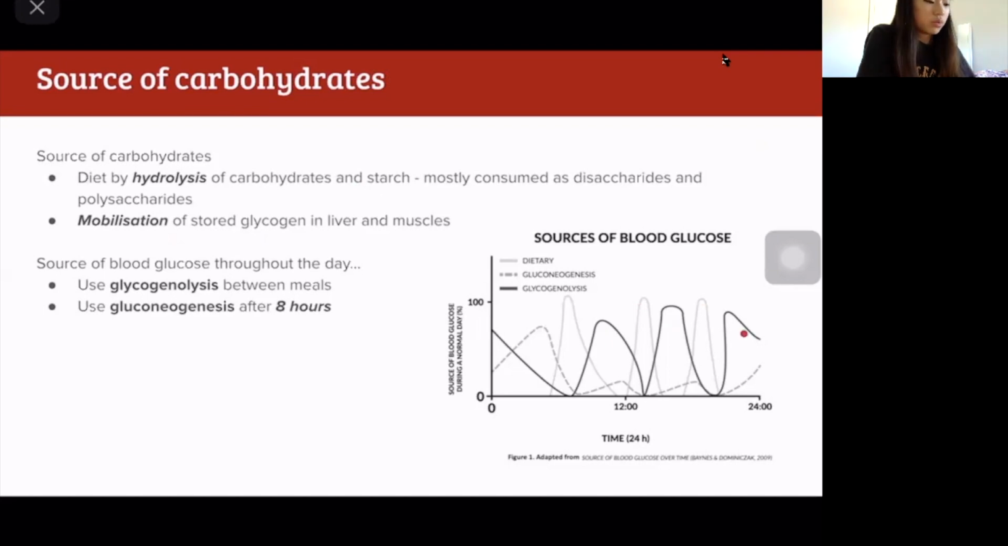Then what you need to know is that after 8 hours, this number is pretty important, of not eating, that's when you use gluconeogenesis. So for example, after your last meal, you use the glycogen here. And then around this time when you're sleeping, your body actually synthesizes glucose as an energy source.